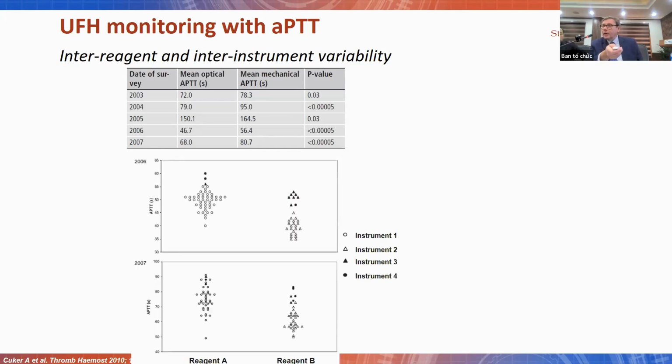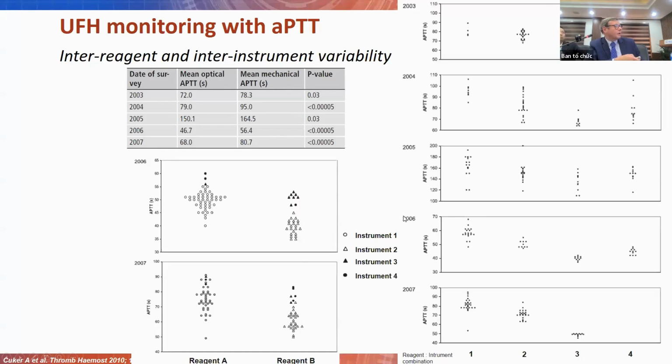And if you look at different instruments, you have these differences which are illustrated here. For example, if you look here, this instrument represented with black triangles gives very different results from the one which is represented with the white triangles. And furthermore, if you look at the combination between the instrument and the reagent, there are also huge differences.